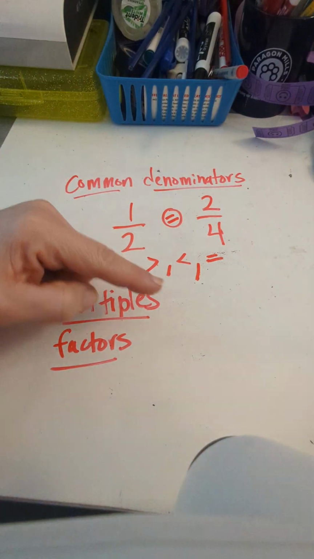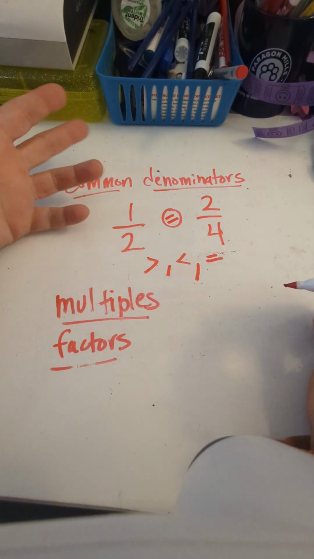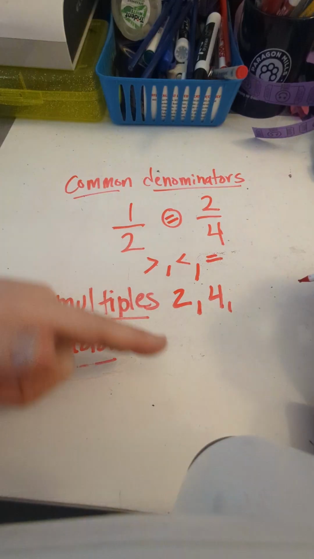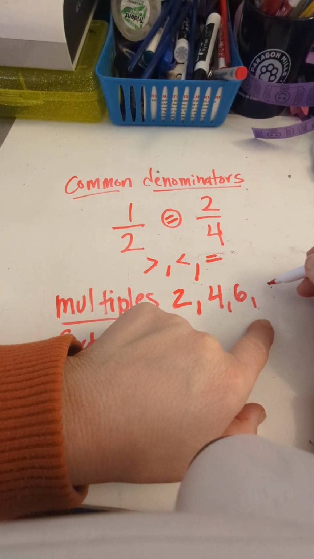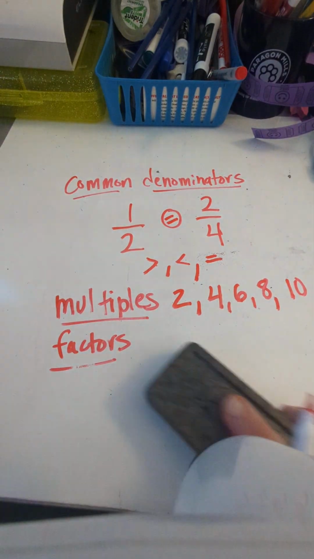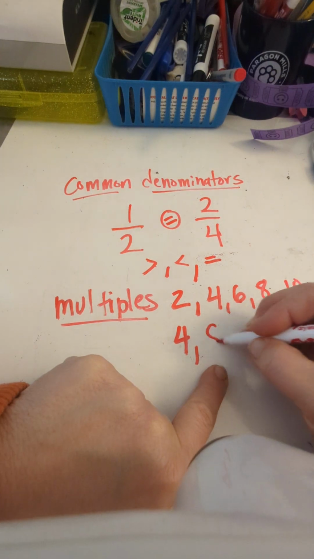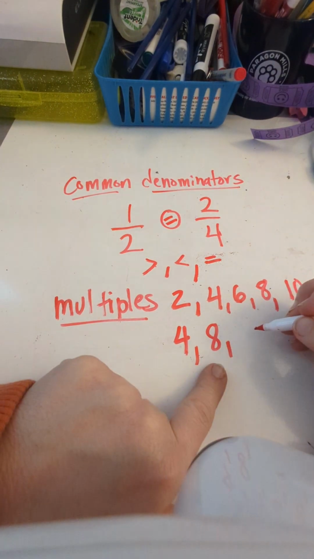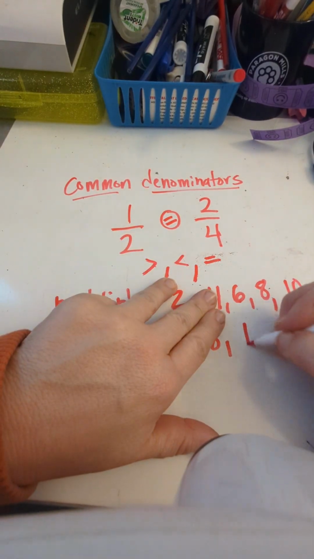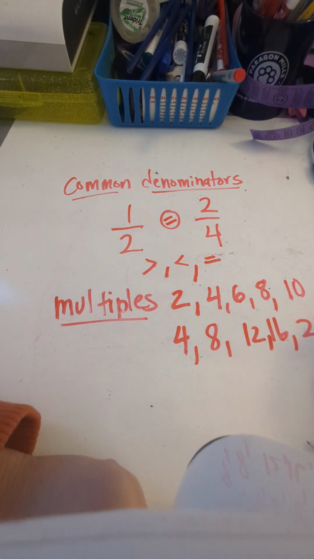So, multiples are the multiples of a number. So when you skip count, those are the multiples. So the multiples of 2 would be 2, 4, what's next? 6, next, 8, next, 10. All right, the multiples of 4 would be 4, what's next? 8. If you don't remember how to do this, you can just add on. So 8, 9, 10, 11, 12, 13, 14, 15, 16, 17, 18, 19, 20.